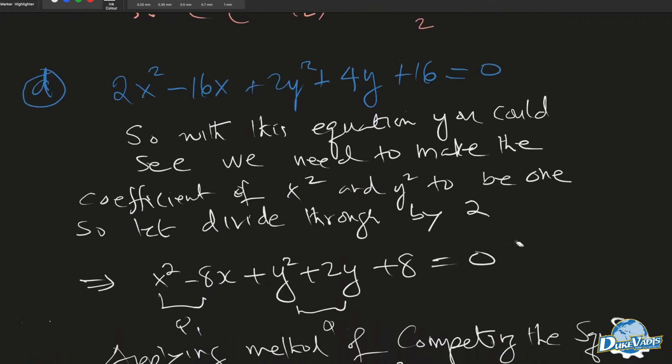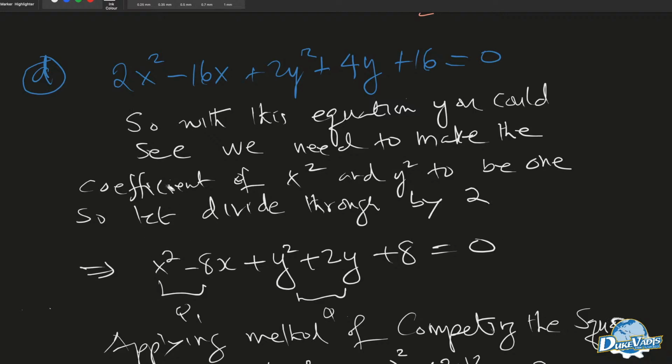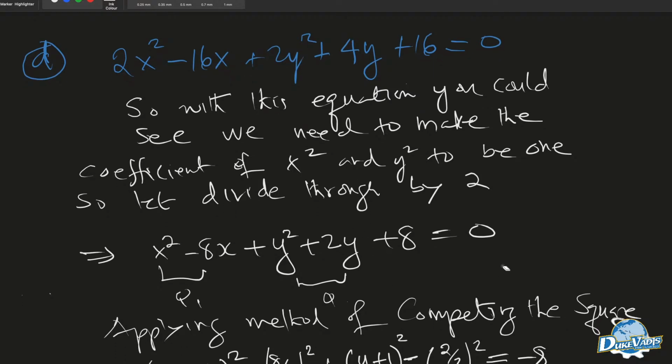Now let's look at the next one. Okay, so the next one is 2x squared minus 6x plus 2y squared plus 4y plus 16. Friends, so as I said, with this equation, you could see evidently that we need to make the coefficient of x squared and y squared to be 1. So let's divide through by 2. So as we did, when we divide here by 2, we get x squared minus 8x, y squared plus 2y plus 8 equals 0.